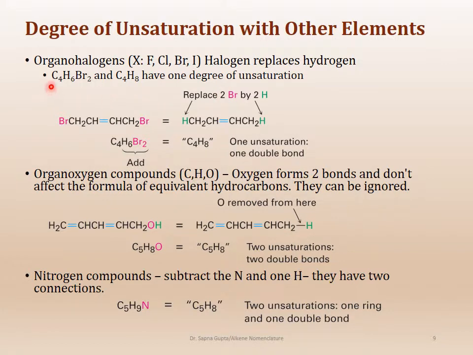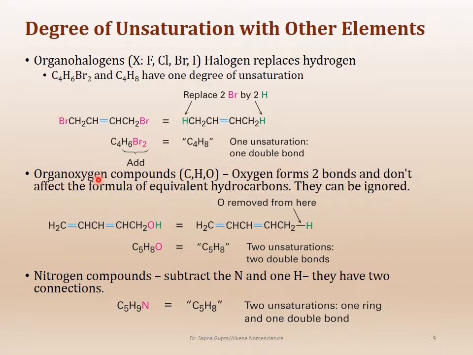You replace the halogen with hydrogen, and then you calculate the number of hydrogens you should have. So for example, if you have C4H6Br2, then the Br2 you will add on as 2 hydrogens, and therefore it will be C4H8. Then you calculate the hydrogen deficiency index from there, which is CnH2n, therefore it has 1 degree of unsaturation. So for halogens, just replace it with hydrogen.